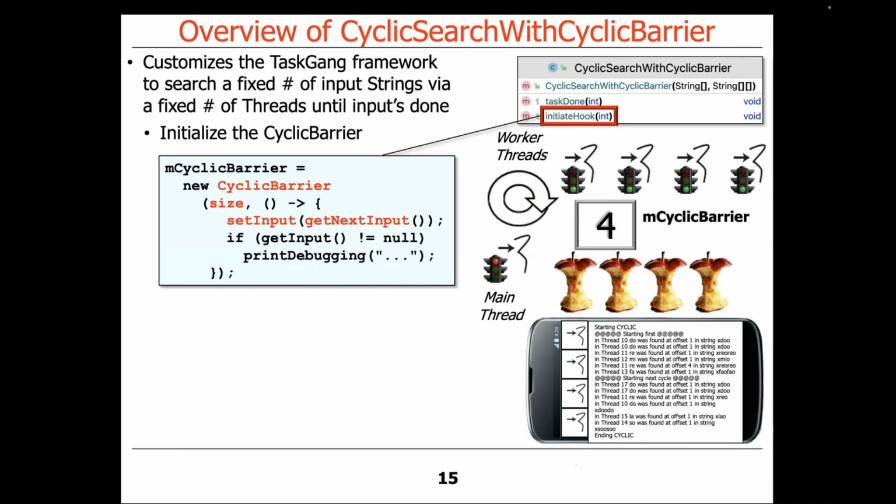And you can see what we do is we make ourselves a new cyclic barrier of a given size, and then the barrier action, which is what you can see here as this lambda expression, is going to get the next input. And if there is no more input, we're done. Otherwise, we will go on to the next cycle.